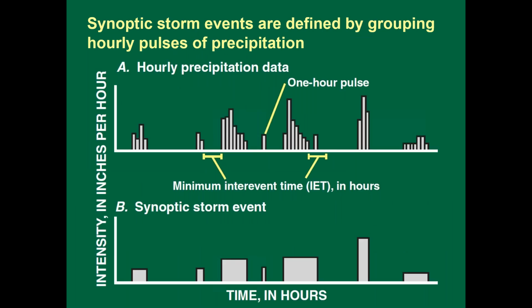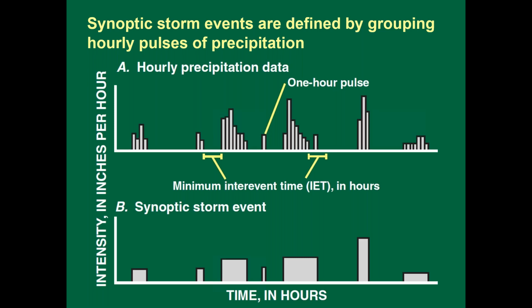So SELDM uses the EPA definition of a synoptic runoff event. Synoptic storm events are defined by grouping hourly pulses of precipitation that occur within the minimum inter-event time. The precipitation statistics are calculated from hourly precipitation data for use in SELDM.